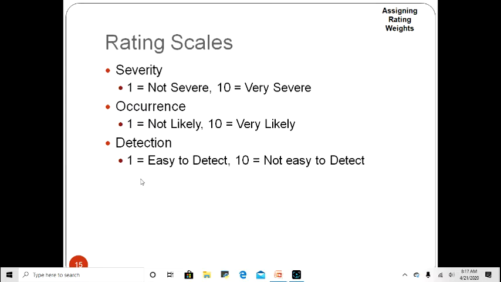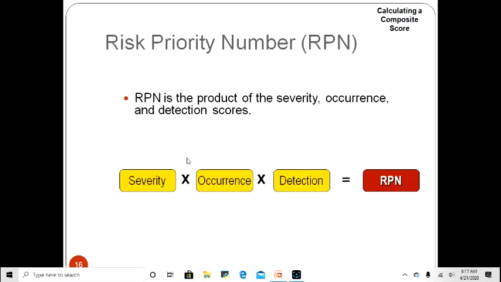If it is 1, it is very easy to detect where the problem is, and 10 means it is not easy to detect where the problem is. Your calculation of RPN is based upon the severity, occurrence and detection. This is a score, a numerical number. Because severity, occurrence and detection are each graded on a 1 to 10 scale, the maximum RPN will be 10 times 10 times 10, which is 1000, and the least will be 1 times 1 times 1, which is 1. So the risk will be calculated using the RPN number.